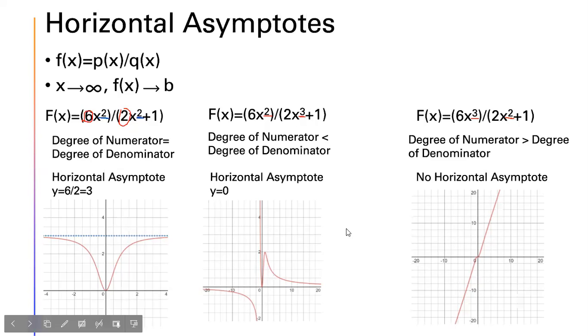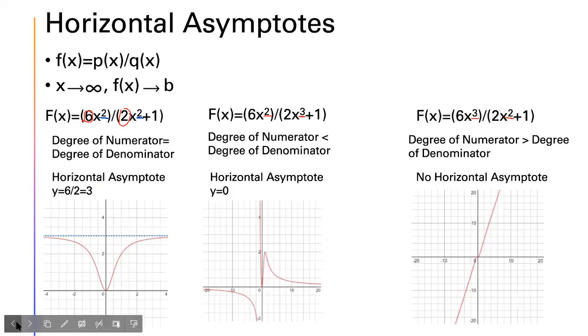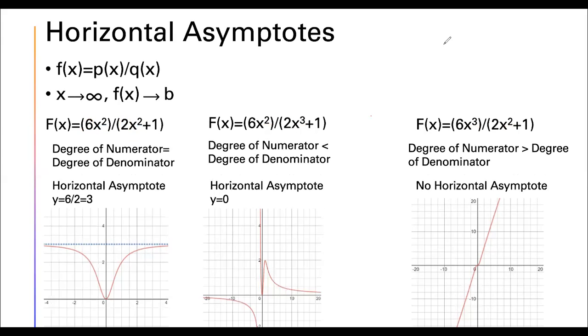Okay, so if the degrees are equal, we're going to take the ratio of our coefficients. If the degree of our numerator is less than the degree of our denominator, we have a horizontal asymptote at y equals 0. And if the degree of the numerator is greater than the degree of the denominator, we have no horizontal asymptote. Okay, so I'm going to clear out my drawings, and we'll go to the next slide.